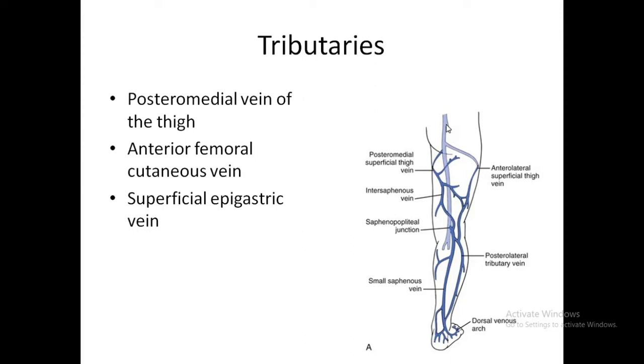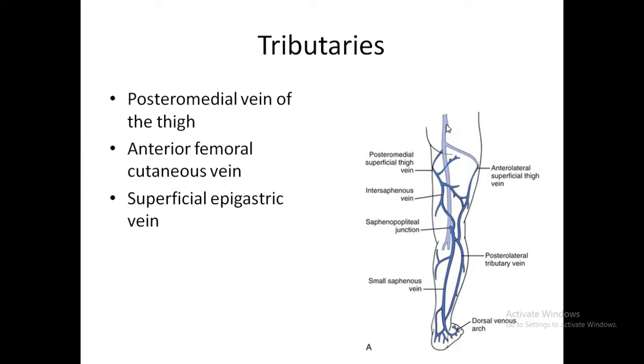Then we have the anterior femoral cutaneous vein. It is a continuation of the anterior veins in the distal thigh. It crosses the femoral triangle before opening into the long saphenous vein.